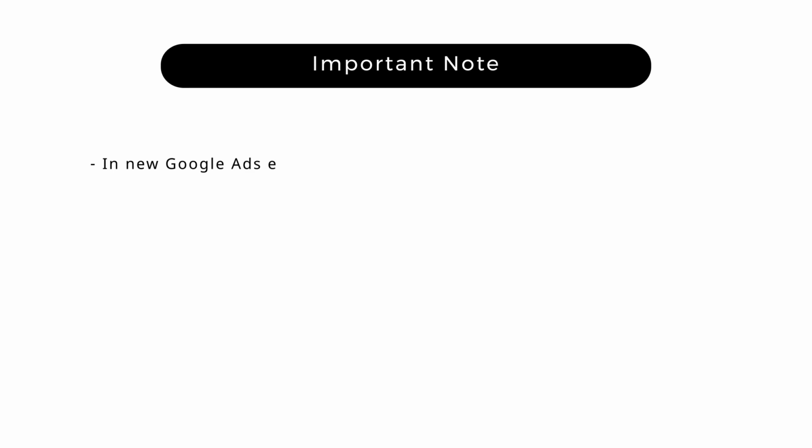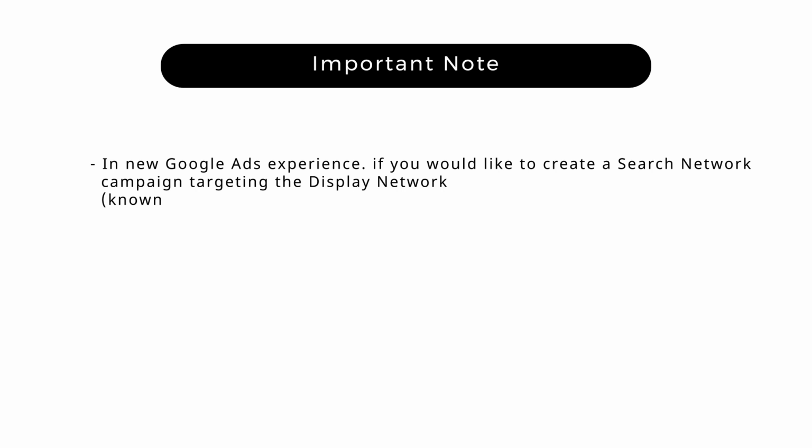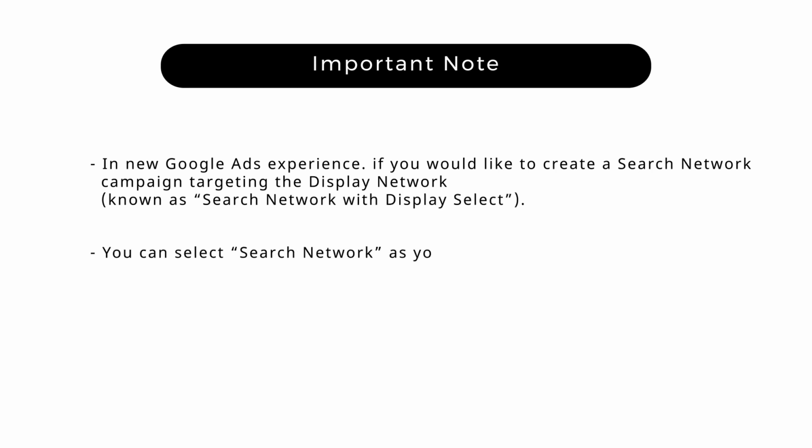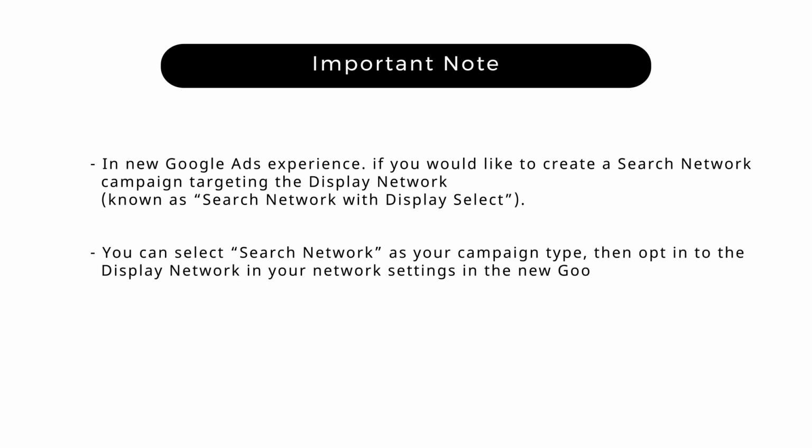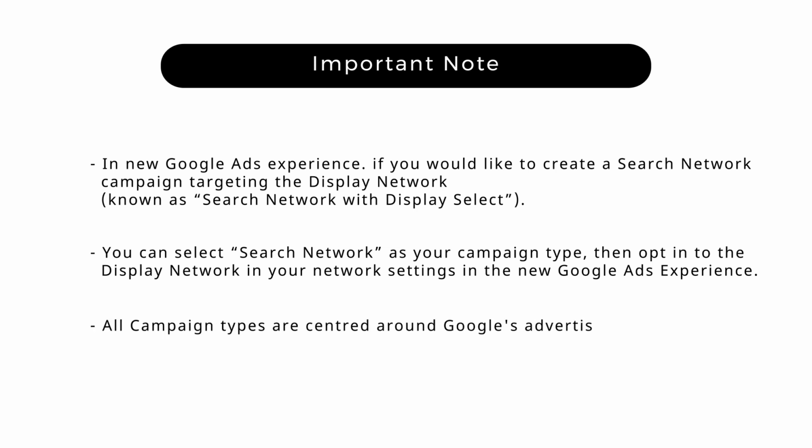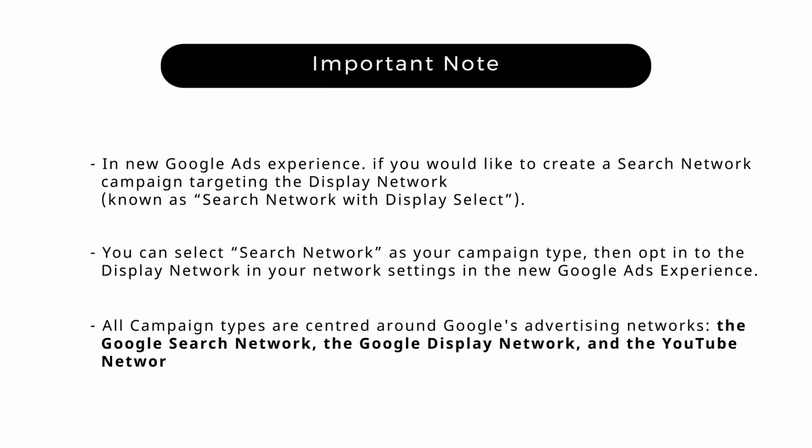In the new Google Ads experience, if you would like to create a search network campaign targeting the display network, known as Search Network with Display Select, you can select Search Network as your campaign type, then opt into the display network in your network settings in the new Google Ads experience. All campaign types are centered around Google's advertising networks: the Google Search Network, the Google Display Network, and the YouTube network.